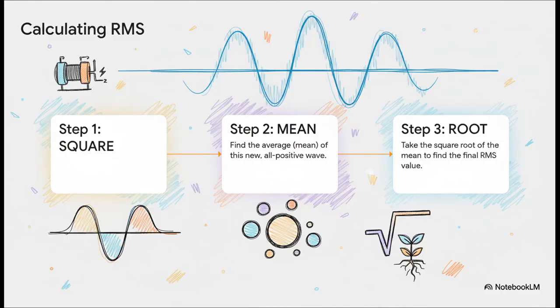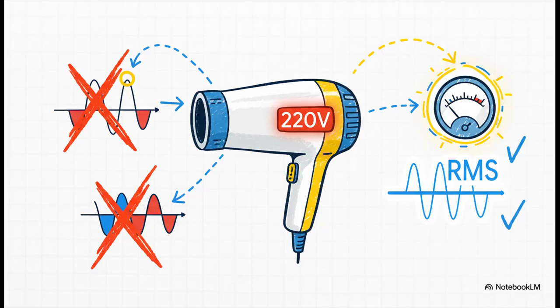And the cool part is, the name root mean square literally tells you how to calculate it, just backwards. First, you take the AC wave and you square it. That instantly makes all the negative parts positive. So now you have this bumpy wave that's always above zero. Next, you find the mean, or the average of that new all-positive wave. And finally, since you squared it at the beginning, you take the square root of that average to get it back to the right scale. Root, mean, square. Simple as that. And there it is! Mystery solved. That 220-volt number on your appliance?